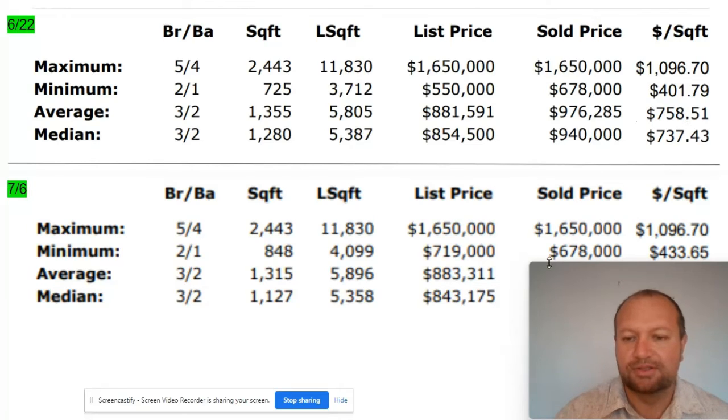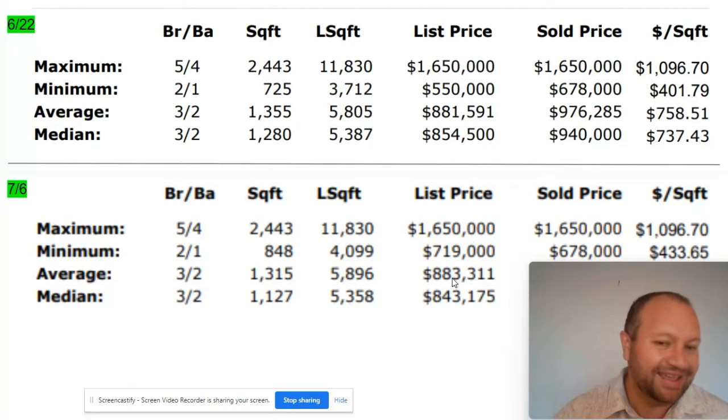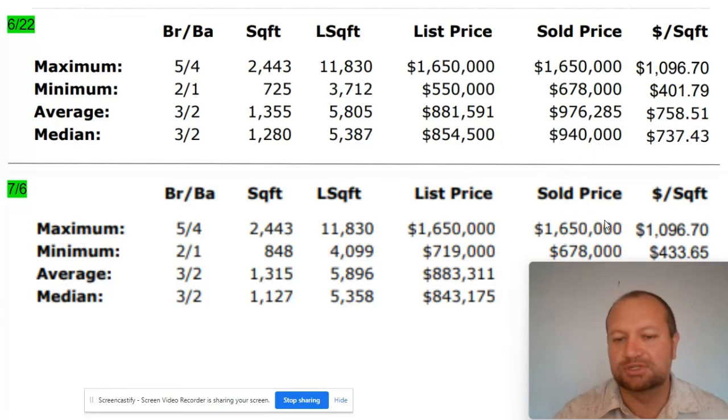$758 per square foot. This week, you can't really see here, but it's $759 per square foot. The asking prices were $881 2 weeks ago, now $883. And the sold prices were similar.